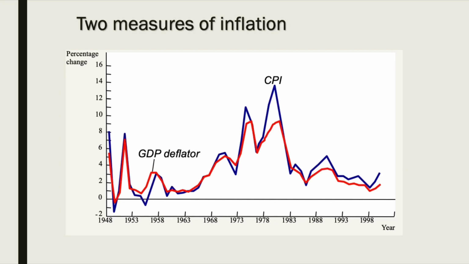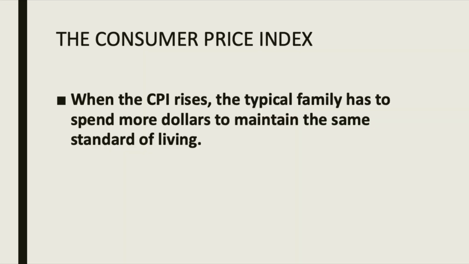So these are the two indicators of general price levels, the GDP deflator and the consumer price index. They're both used and plotted on a graph. They're basically showing you similar trends. However, if you notice, the values of the consumer price index are generally a little higher than the deflator values. So, if the value of the CPI goes up, this means that a typical family will have to spend more dollars to maintain the same living standard.